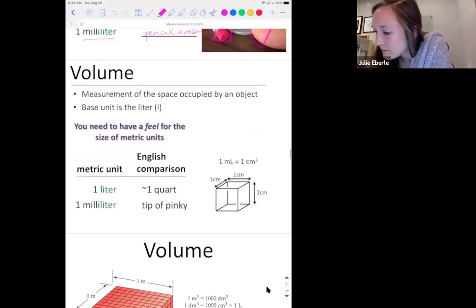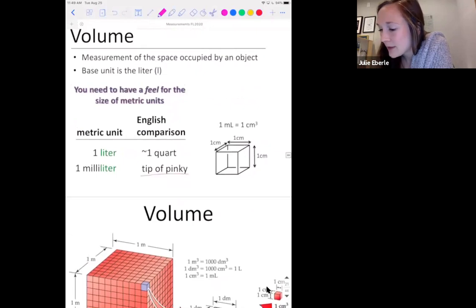Last one. No, here. So we've got, it wrote tip of pinky here. We could write pencil eraser.